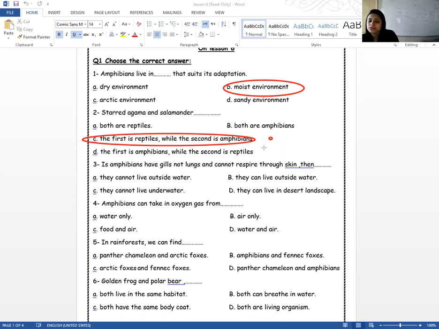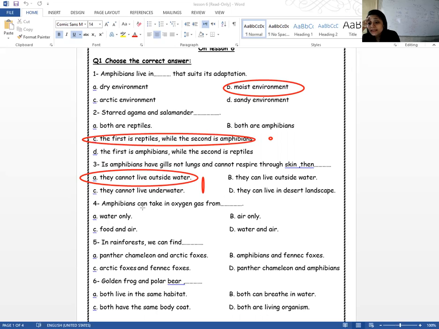So lizard is reptile and salamander is amphibian. Number 3, amphibians have gills, not lungs, and can't respire through skin, so they can't live outside water.